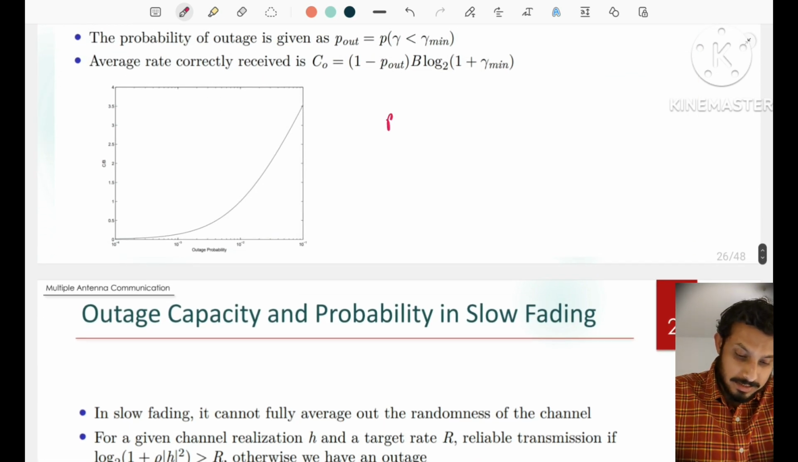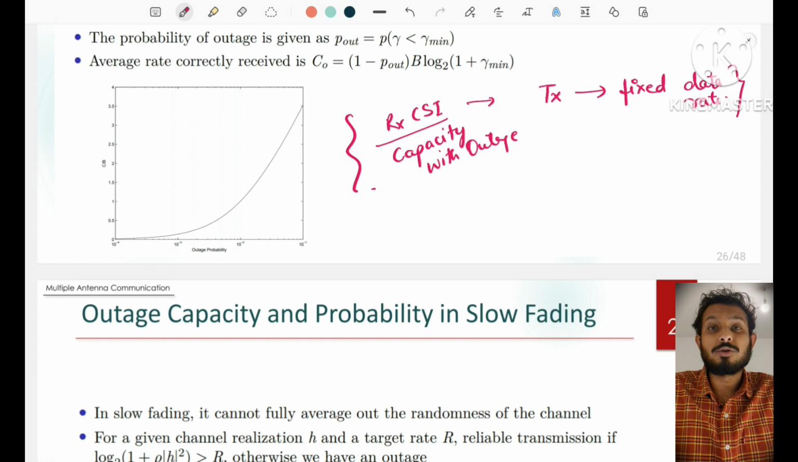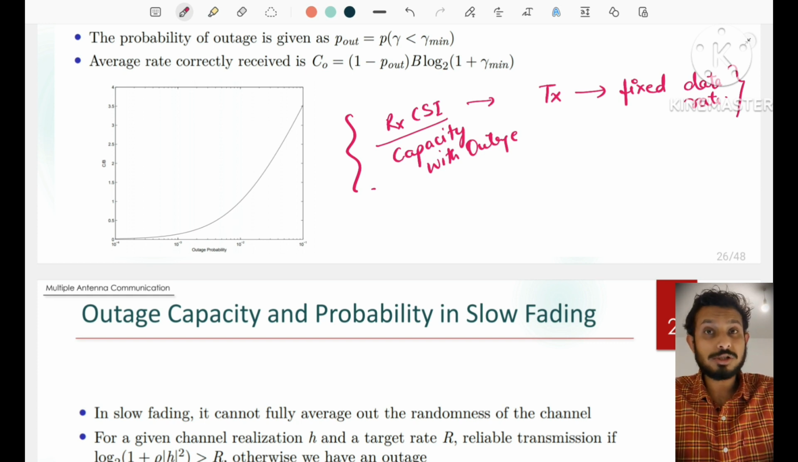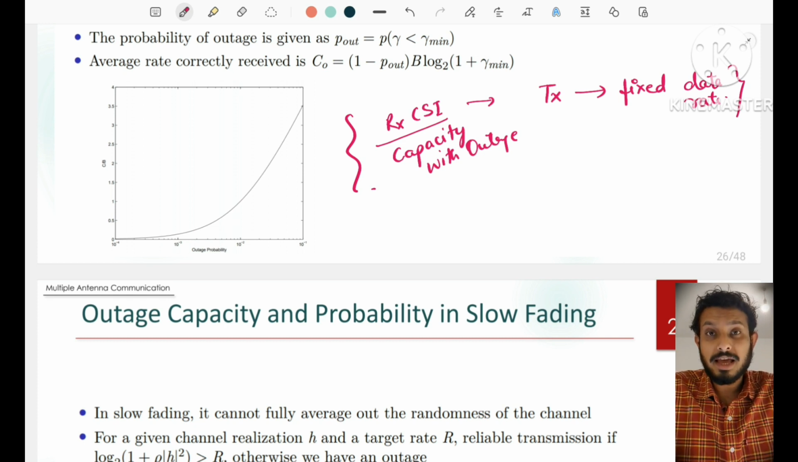And also in this case, in receiver CSI, or particularly in capacity with outage, the transmitter sends with a fixed data rate. And now when the transmitter knows the value of CSI and the receiver also knows the values of CSI, then the transmitter can utilize its functionality that it will decide whether to transmit the data or not transmit the data.